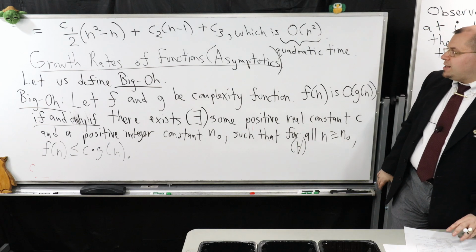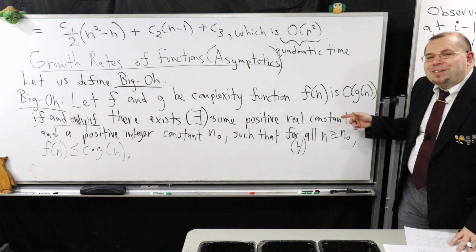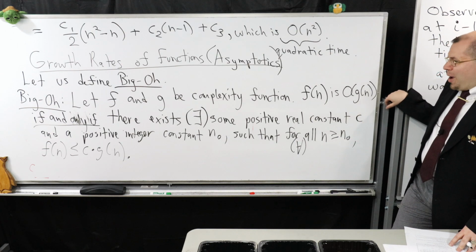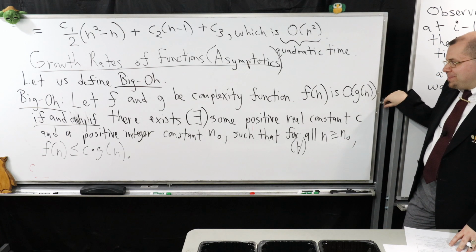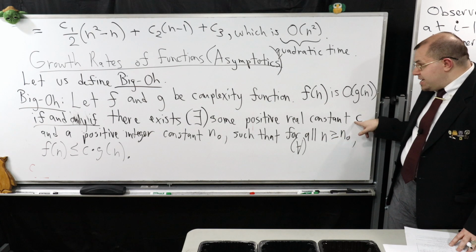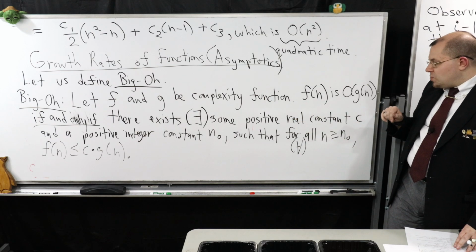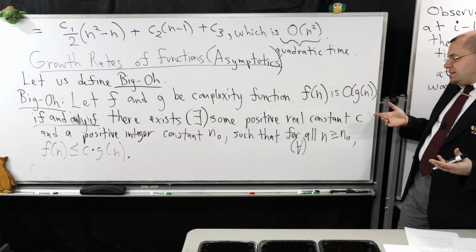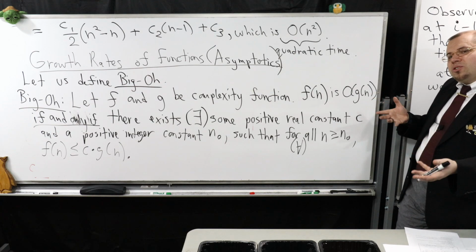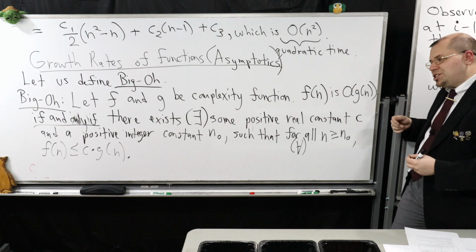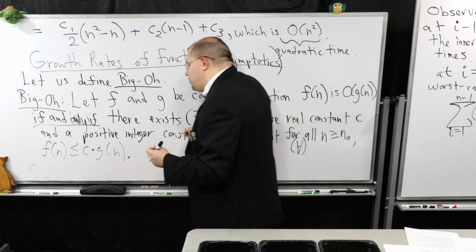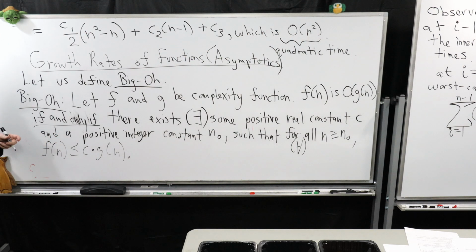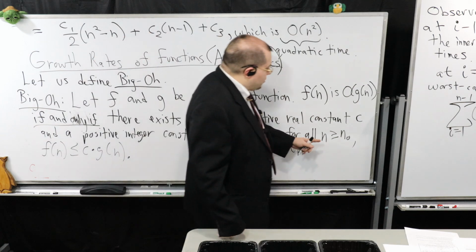You might look at this definition and say, Dan, what is this? There are two things I want to point out. The first is that there are two constants, this c and this n0, and they're going to exist. Very often when we prove things about big O, we try to find these two constants so that this inequality, f of n less than or equal to c times g of n, holds for all n greater than or equal to n0.